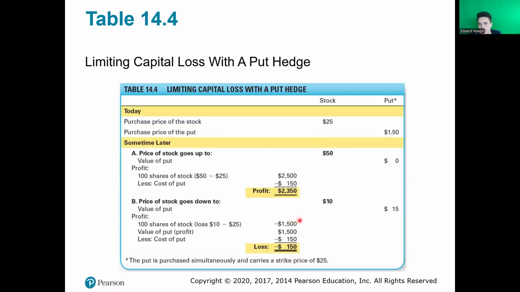So essentially, the worst case scenario for us was $150. What would happen if the stock actually decreased to zero? Again, the amount we will lose is only the option premium. So we have this cap on the worst case scenario. And without the put option, we would lose $1,500, which is quite bad.